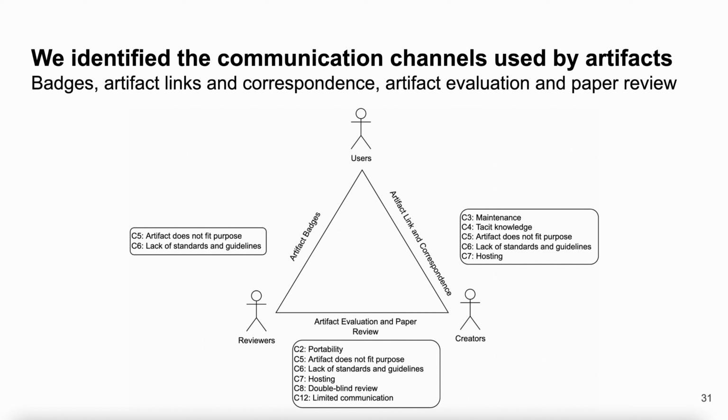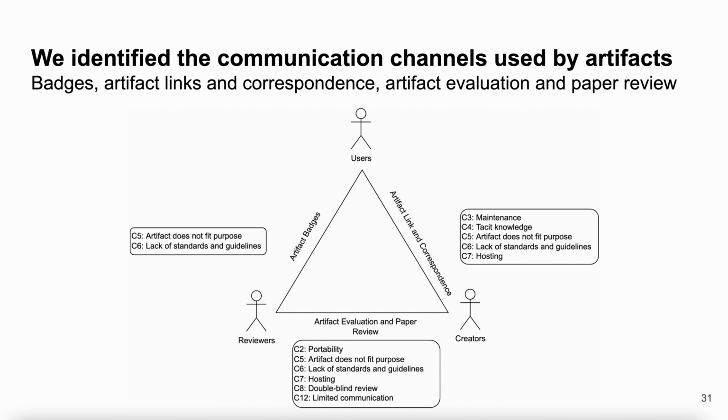For communication channels, we identified several communication channels that are used by artifacts and examined the challenges that affect those particular communication channels. For example, artifact badges act as a communication channel between reviewers and prospective artifact users by providing a signal about the quality and claims of an artifact. The effectiveness of artifact badges as a signal of quality depends on the fidelity and consistency of the review process. When the criteria used to review artifacts is unclear and evaluation processes differ considerably, badges lose their effectiveness.